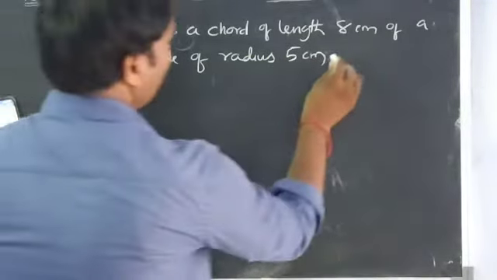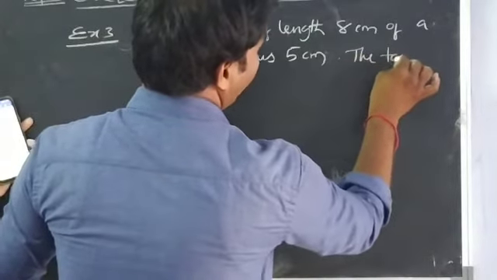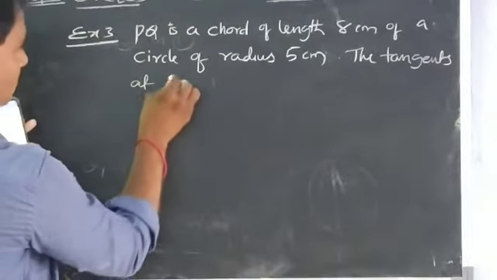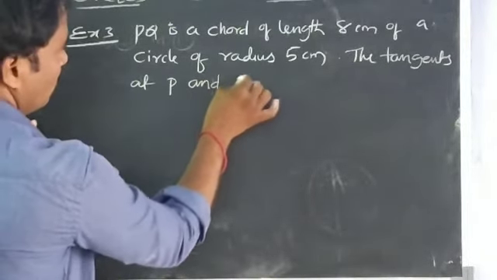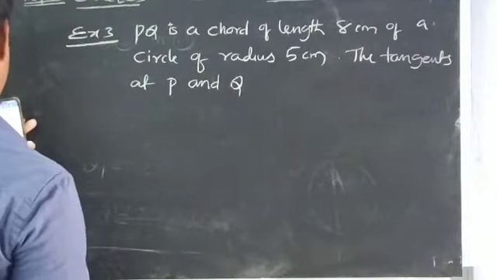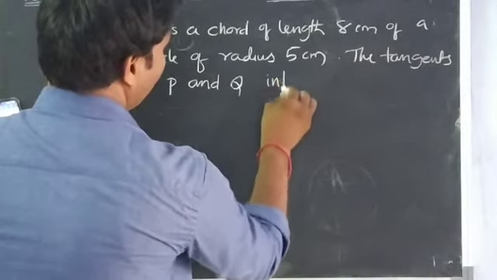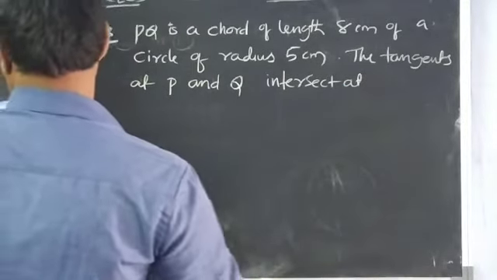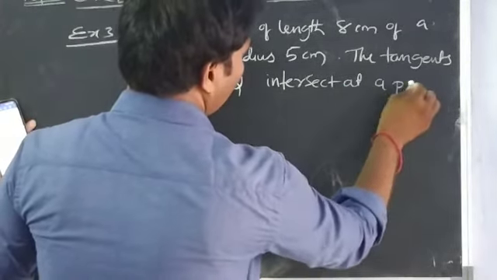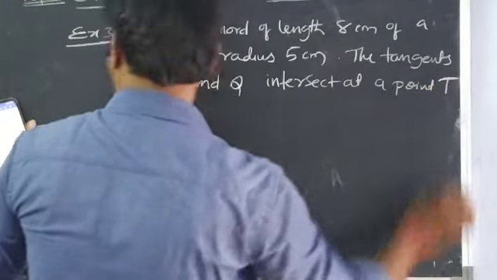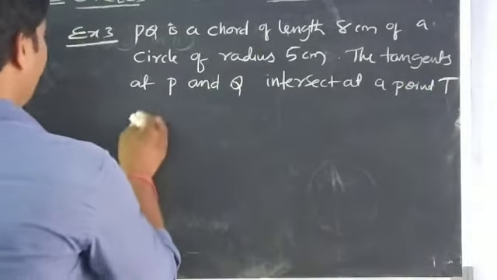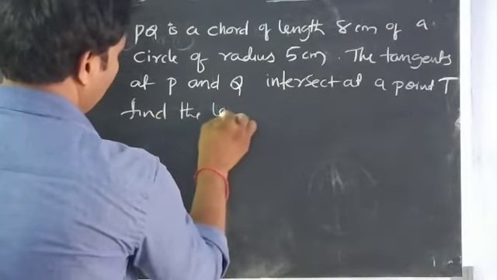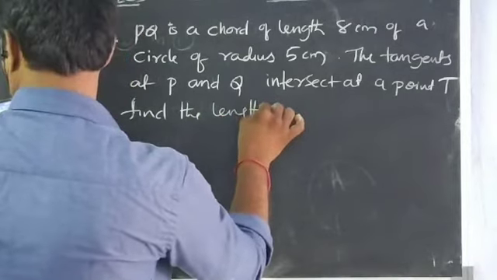The tangents at P and Q intersect at a point T. Find the length TP.